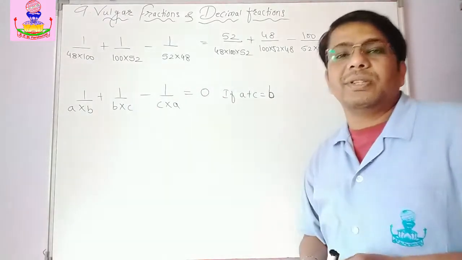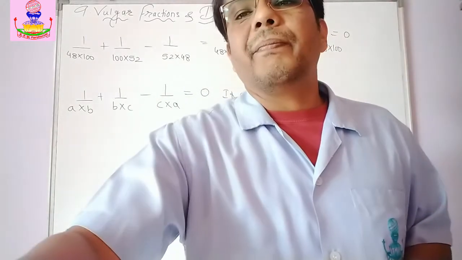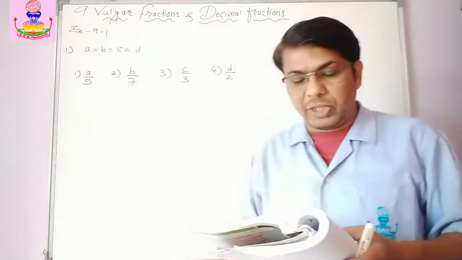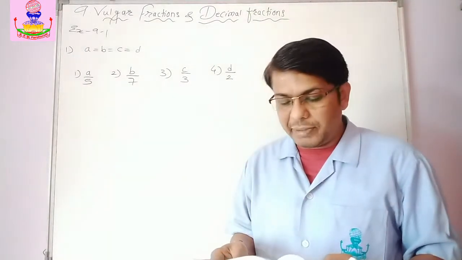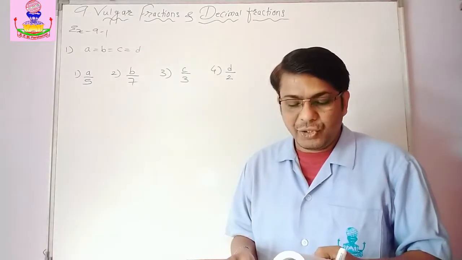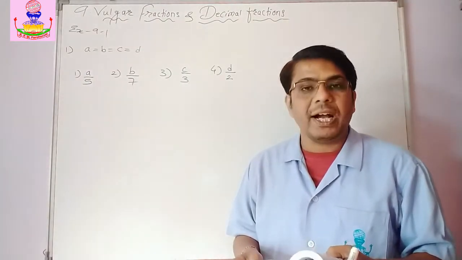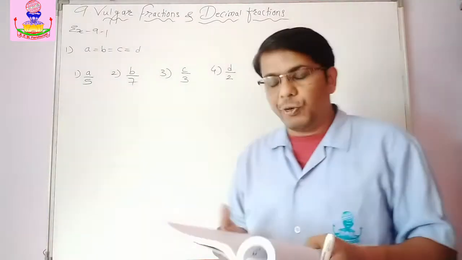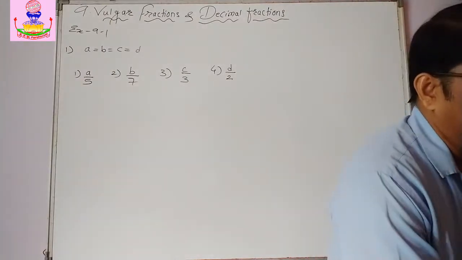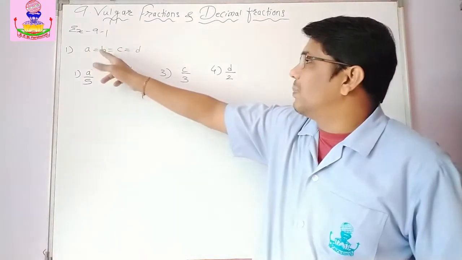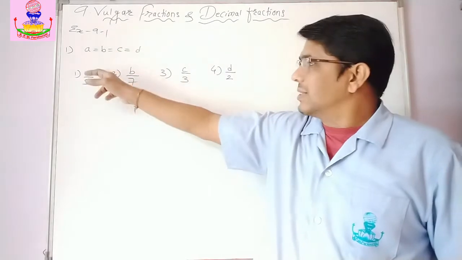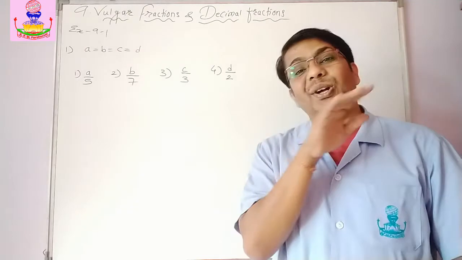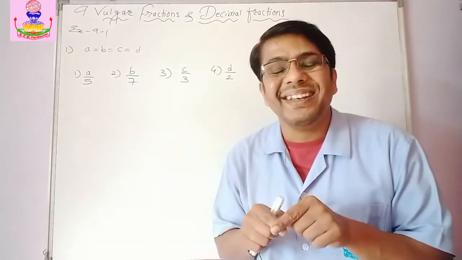Okay? So now let us move to exercise 9.1. First example: if A is equal to B is equal to C is equal to D, then find the greatest of the following fractions. First A upon 5, second B upon 7, third C upon 3, and fourth D upon 2. Now keep this in mind. It is given that A is equal to B is equal to C is equal to D. And all these A, B, C and D, they are what? Numerators. That means all the numerators are equal.